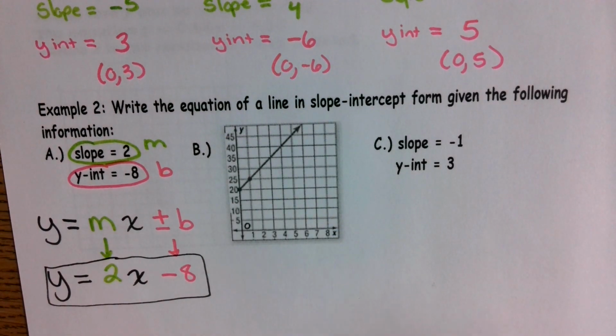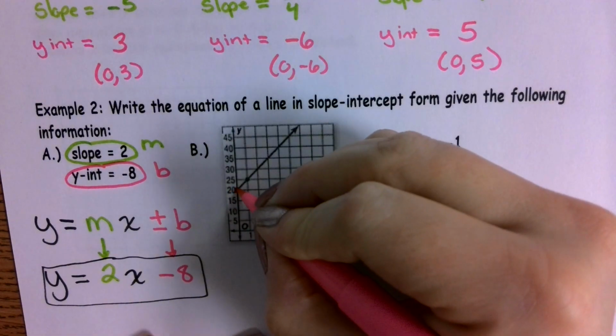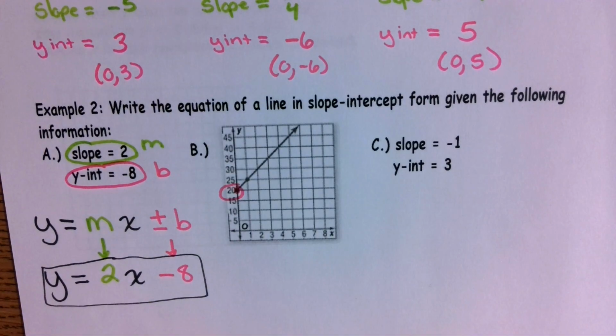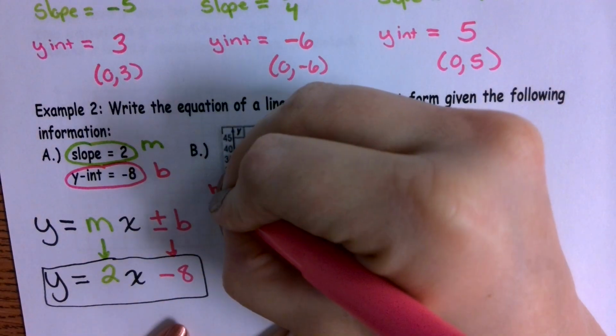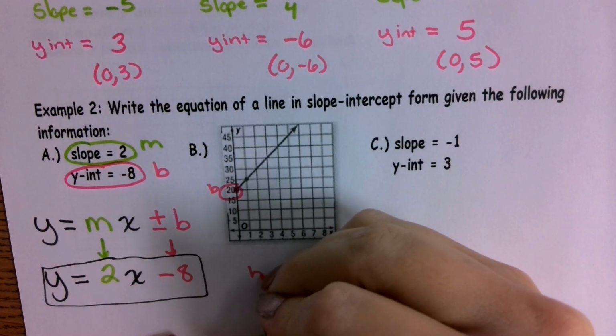For problem B, it's a little bit different. They didn't just directly tell you the slope or directly tell you your y-intercept. You have to identify those things. Now, identifying the y-intercept is the easiest because you're just looking for the part where you're crossing the y-axis. What point am I crossing the y-axis on this graph? 0 and 20, right? Here at 0, 20, this value, that is my b. The b value is going to be a positive 20.